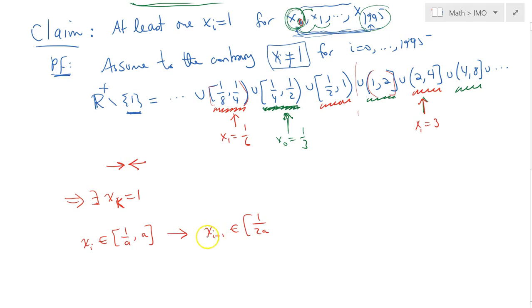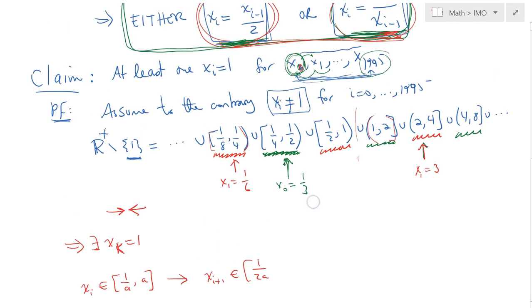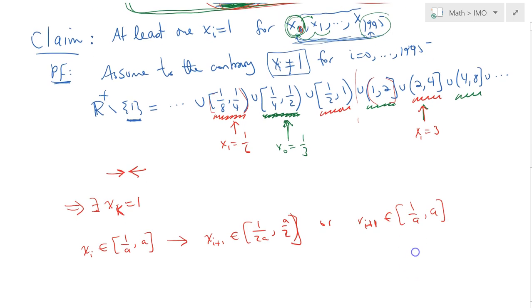So let's do it in two steps. x sub i plus 1, if it is in this interval and we divide by 2, would be in this interval, or x sub i plus 1 can be in the interval where we reverse it, so 1 over a reversed is a, and a reversed is 1 over a, so it's still in the 1 over a range. So you can clearly see here that the least of these numbers is 1 over 2a, and the largest one is a.